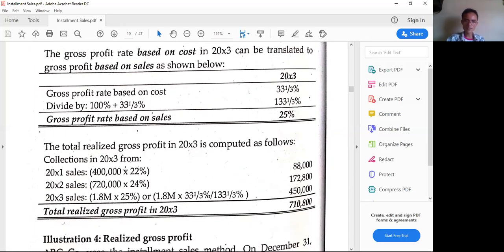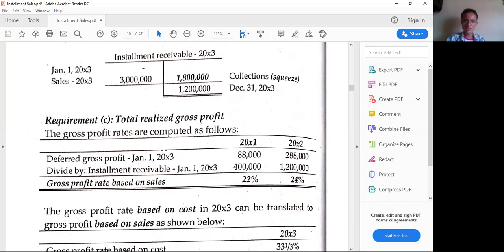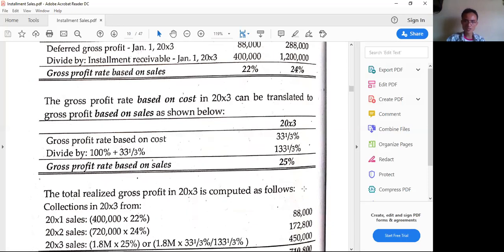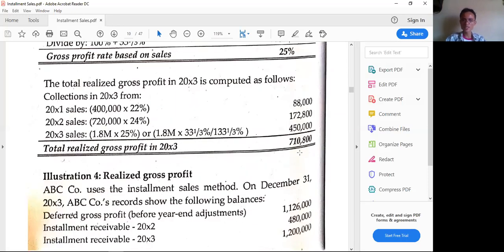So we can now compute our realized gross profit in total for 20x3 for the 3-year sales. So we multiply the collections here by the gross profit rates respectively, so that we will get a total of 710,800. Okay, so that is for illustration 3. All right, so hopefully you got the points.